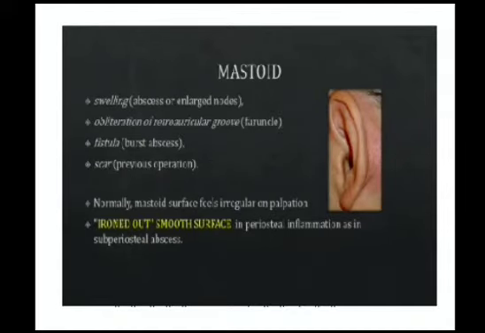Mastoid. We have to check the mastoid by seeing whether swelling is present, obliteration of the retroauricular groove, fistula, or any scar. Generally, the mastoid surface feels irregular on palpation. It feels like an ironed-out smooth surface due to periosteal formation, as seen in subperiosteal abscess.